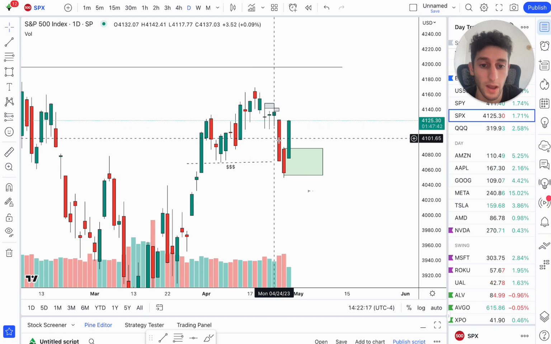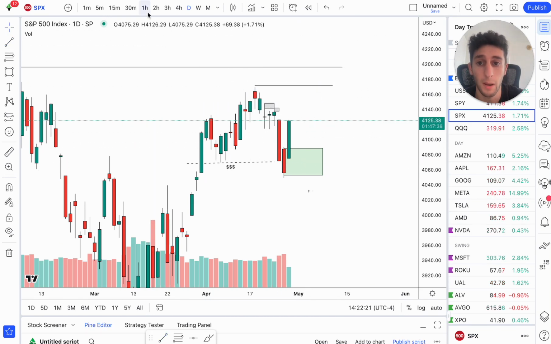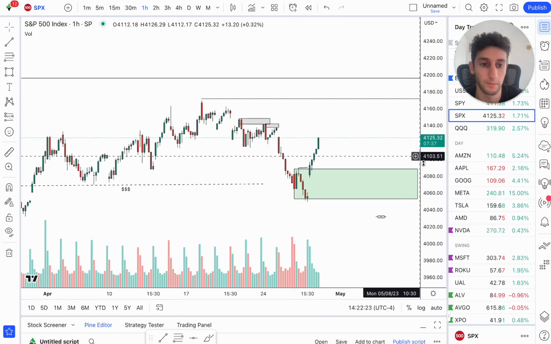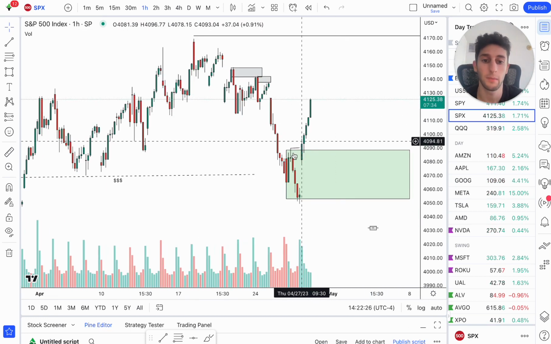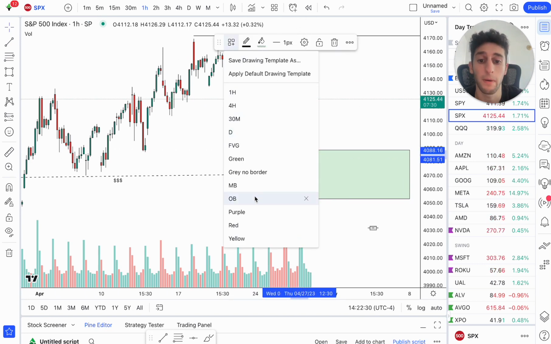You can use this too. I'm going to look for price to go and take out this high. If we get a pullback into this demand, I'm going to look to buy, okay? Because in the shorter time frame, price has taken out this supply. So that has shown me that buyers are now in control.